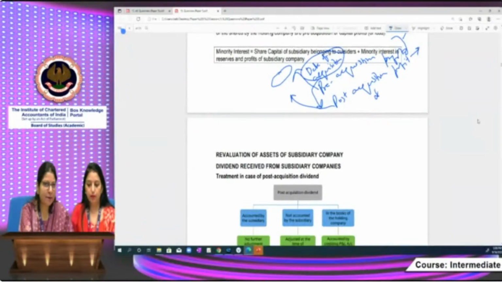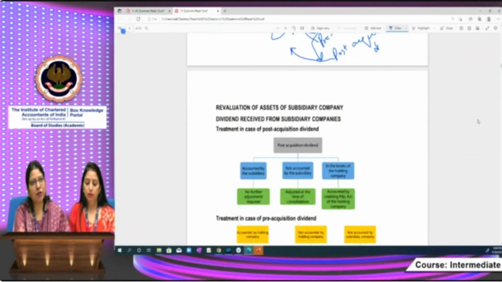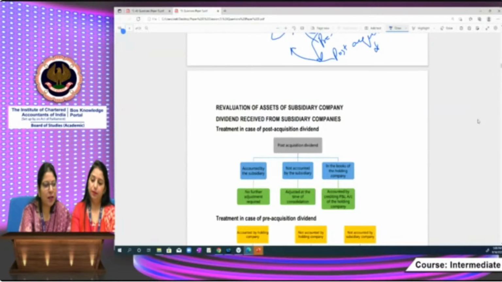Dividend received from subsidiary company, this is also one of the very important topics. If dividend has been received from subsidiary company and it relates to pre-acquisition period, the period before the holding company acquired interest in the subsidiary, then what will happen? It will have to be reduced from the cost of investment of the holding company. And if the amount of dividend relates to the post-acquisition period, then definitely it will be considered as a revenue income, and it will be treated as an income in the statement of profit and loss as a revenue profit. So this is about treatment in case of post-acquisition dividend.